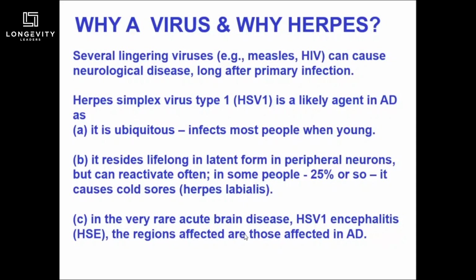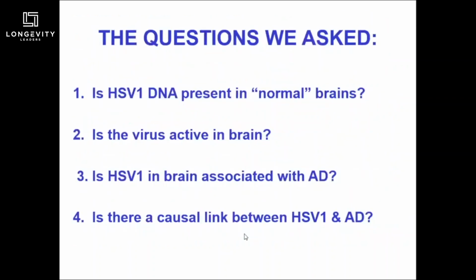And the third reason is that in the very rare acute brain disease, herpes simplex encephalitis, HSE for short, the regions affected are the same as those affected mainly in Alzheimer's disease. So how did we start the work? What were the questions we asked? Well, we firstly asked, obviously an important question, is the viral DNA present in normal brains?